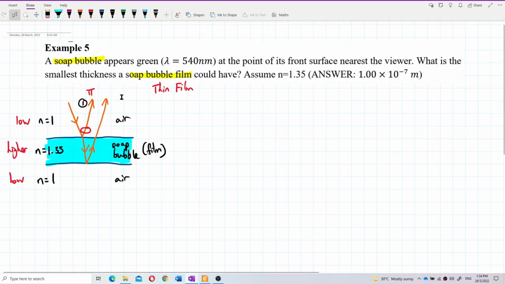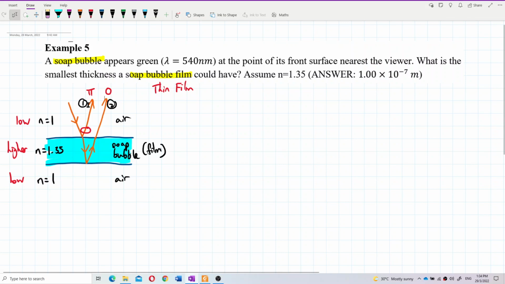So for the second ray, the reflection is from higher to lower refractive index, so no phase change. Understand? Okay, this one is reflection from higher to lower refractive index, no phase change.